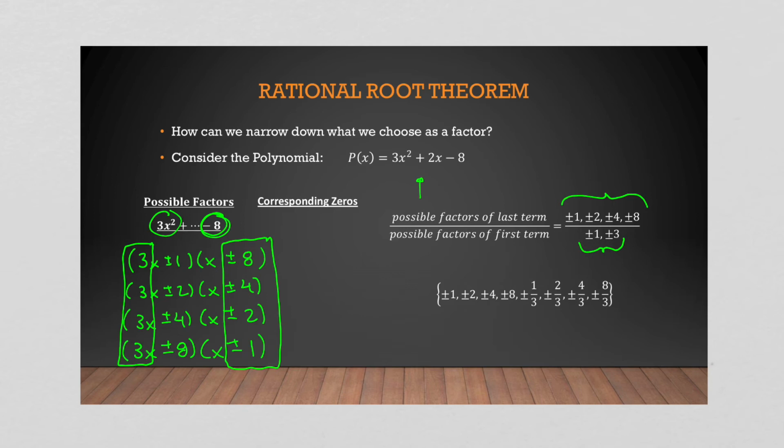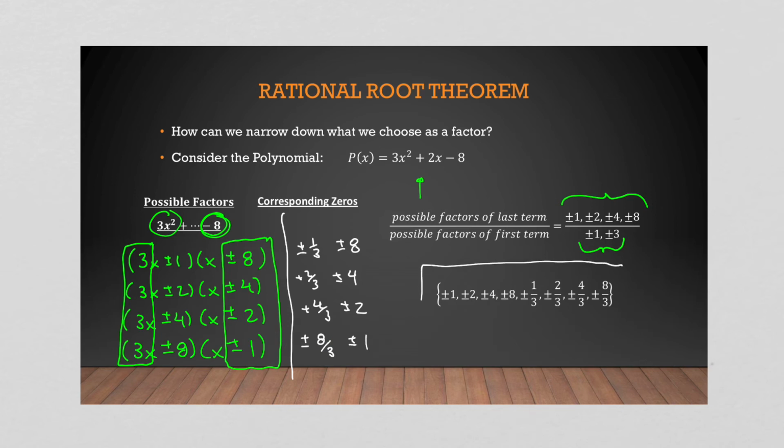So if you consider this spot right here, from the first one you get potential zeros would be plus or minus 1 over 3 and plus or minus 8, because that's what you could plug in for x to get the roots. Here it's plus or minus 2 over 3 and plus or minus 4. Here it's plus or minus 4 over 3 and plus or minus 2. And then here we get plus or minus 8 over 3 and plus or minus 1. So you can see that those values replicate themselves right here.